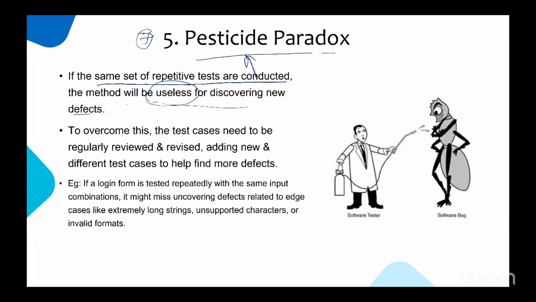So how can we overcome this? How do agriculturists overcome it? They try different combinations of pesticides. You can go and check with agriculture: they never use the same pesticide. They keep on changing according to the seasons. In the same way, to overcome this, we need to regularly review, revise, and add new, different test cases to find more defects. So this is our duty.